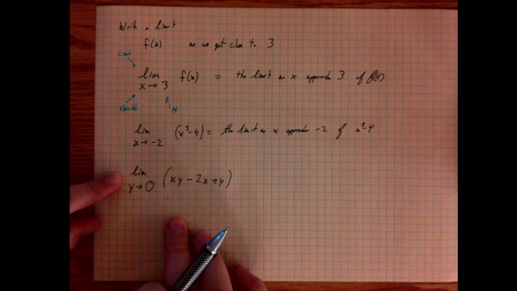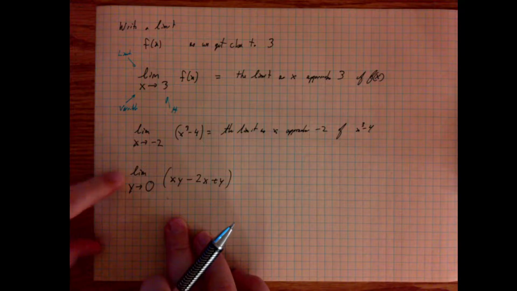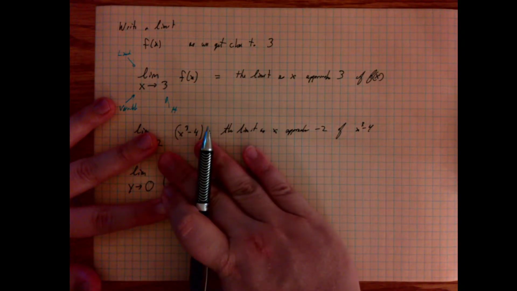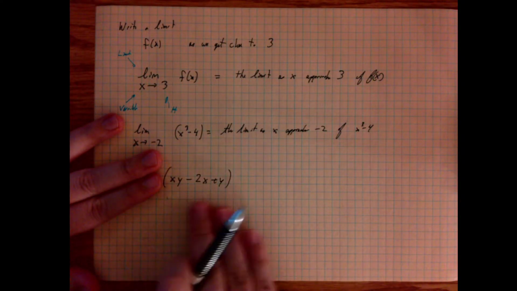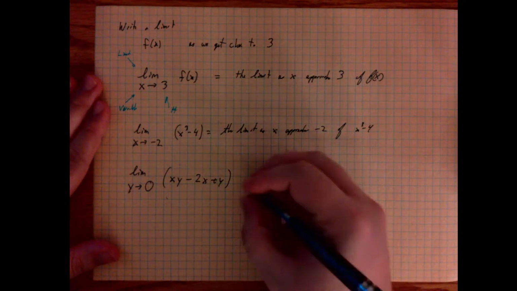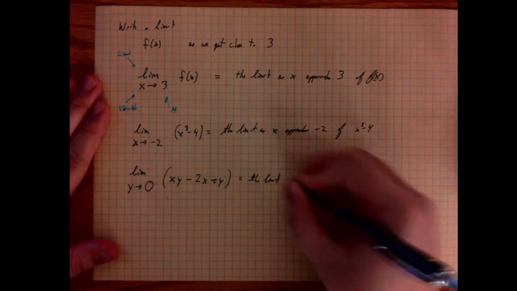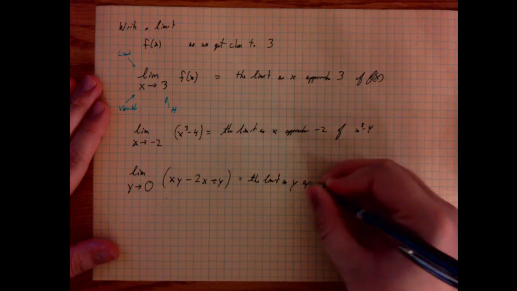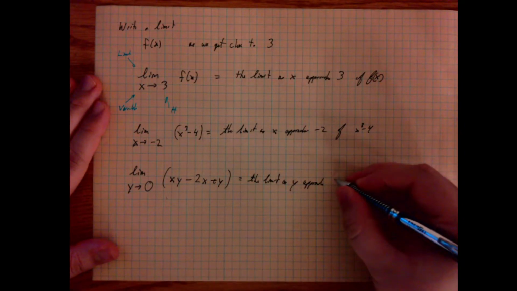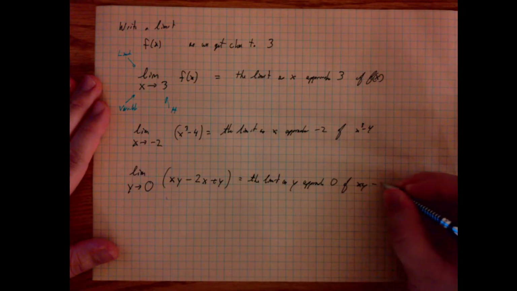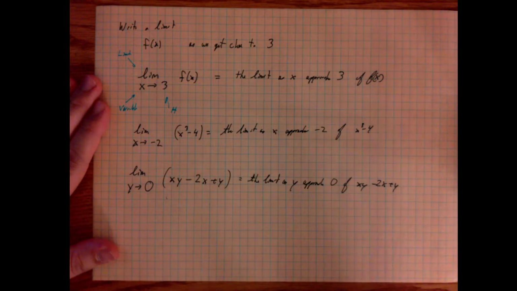This is an operation kind of like a natural logarithm, or if you've done trig, a cosine. It's an entire operation. This is one mathematical statement. The limit as y approaches 0 is one thing, and this is simply the equation we're doing it to. We would say the limit as y approaches 0 of xy minus 2x plus y.